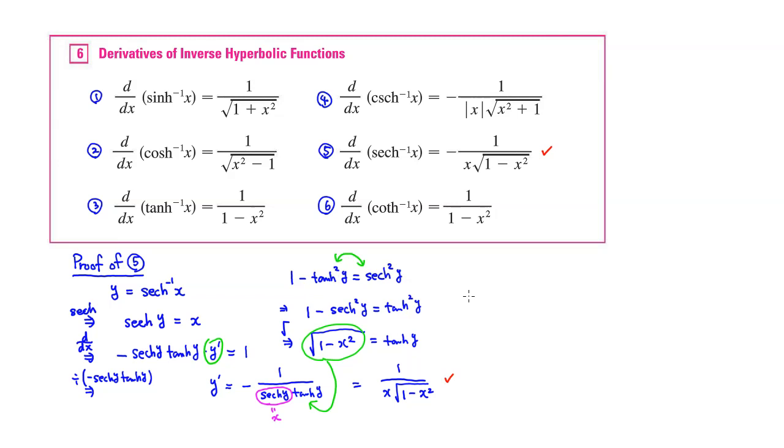The other five derivatives can be found almost exactly the same way, so I'll let you try that. But I don't expect you to memorize these. If anything, I'll provide the list of these derivatives. All right, that's it. I hope that this was clear.